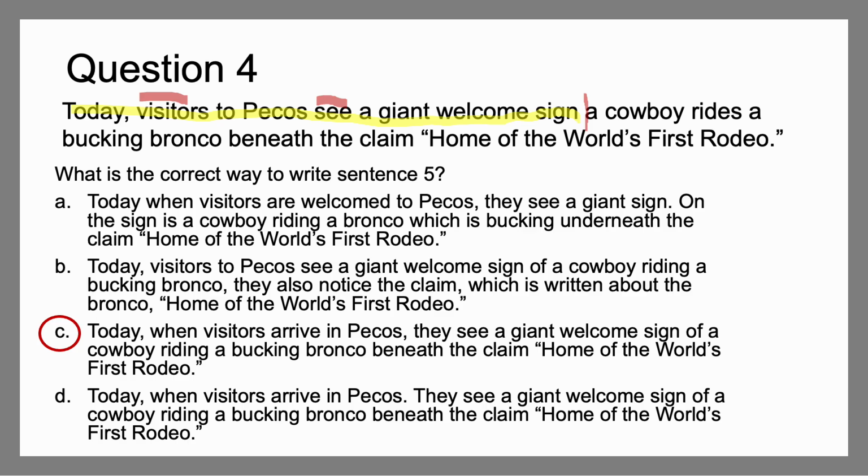This first one is correct. It's not changing the intent of what's being talked about. I'm still knowing my subject, or our main focus, is the visitors that are in Pecos. It still gives me emphasis on that welcome sign and what that sign entails.